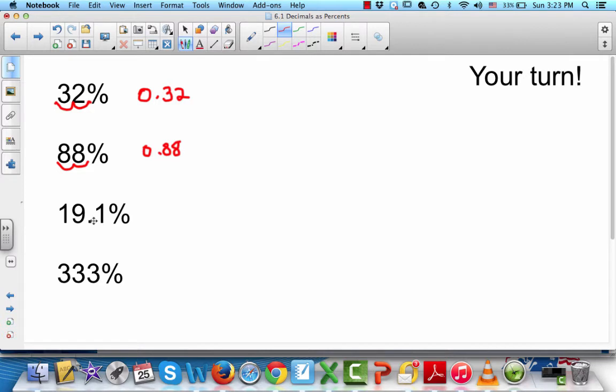The next one, we take the decimal and move it 2 places away from the percent sign, or to the left, and we get 0.191. And finally, here's our decimal place. We move it 2 places to the left, 1, 2, and our answer is 3.33. I hope that you're doing really well on this. I'm sure that you are.